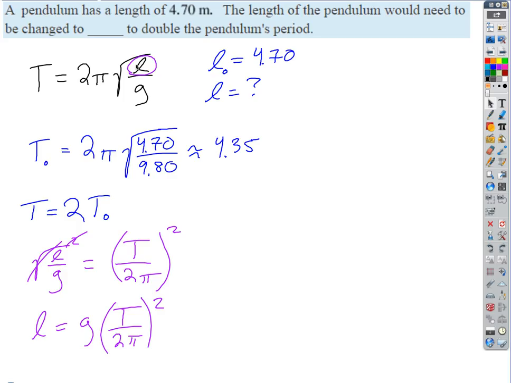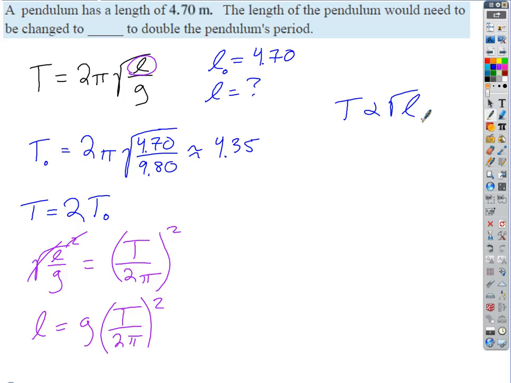18.8. It's an exponential relationship. If it was being tripled, it wouldn't just be 6. It'd have to be 9. Yeah, 9, not 6.